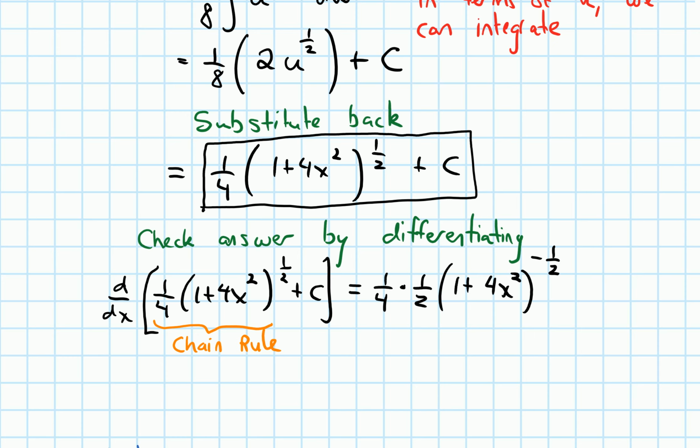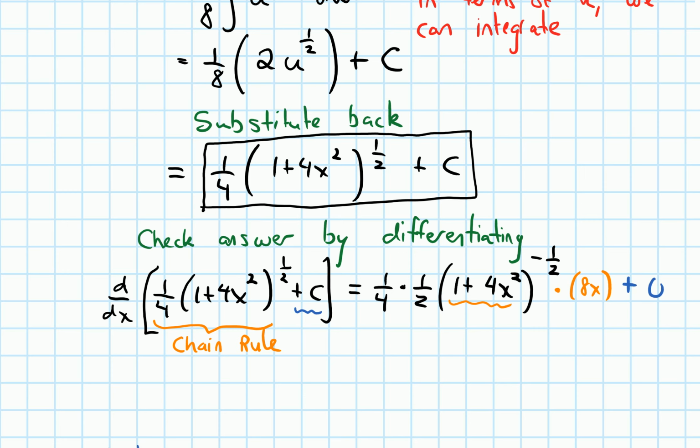And now to finish off the chain rule, I have to multiply this by the derivative of the inside. So here's the inside, 1 plus 4x squared. The derivative of that would be 8x. And that completes our chain rule. And then we still have this plus c. The derivative of a constant would be 0. So I have this whole thing plus 0.